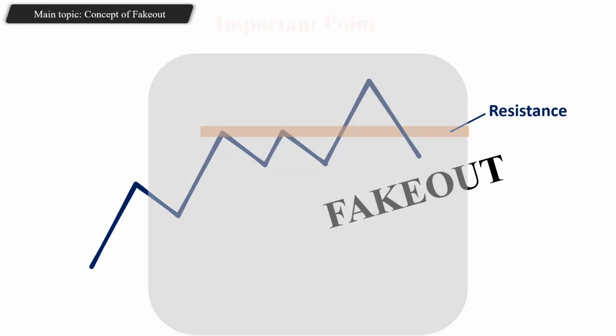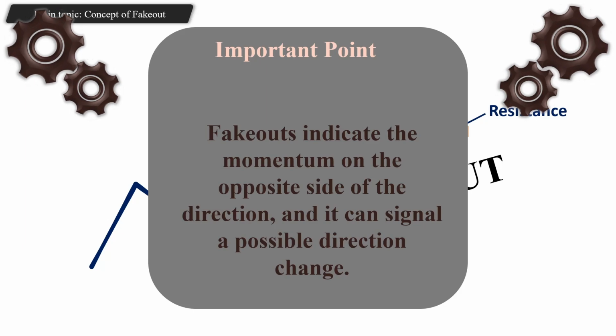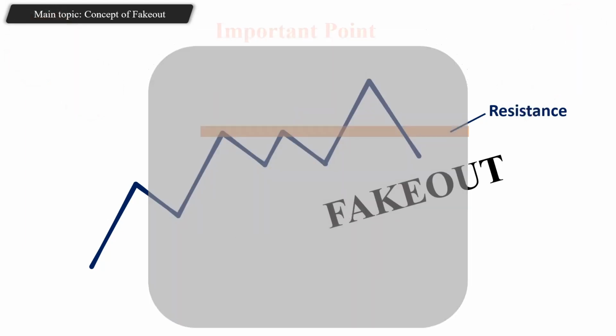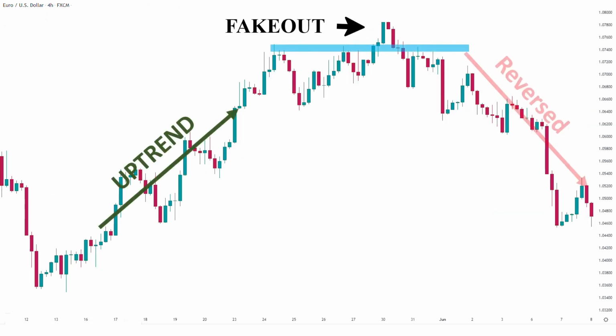So here is an important point. Fakeouts indicate the momentum on the opposite side of the direction, and it can signal a possible direction change. Here we had an uptrend until we got a fakeout, and the market reversed from here.